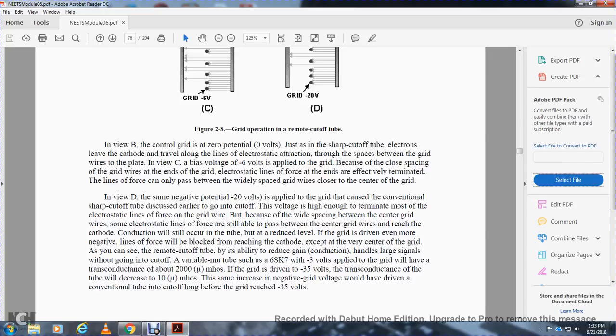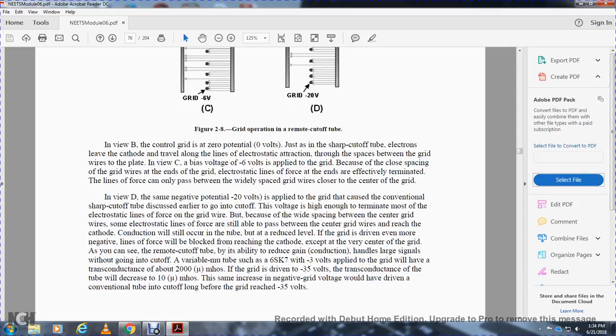Conduction will still occur with the tube at a reduced level. If the grid is driven even more negative, the lines of force are blocked from reaching the cathode, except at the very center of the grid. As you can see, the remote cutoff tube is able to reduce the gain, handle large signals, and conduct without going into cutoff.